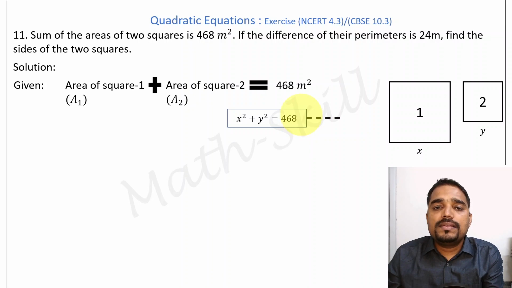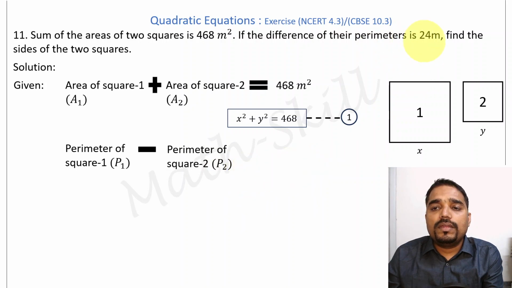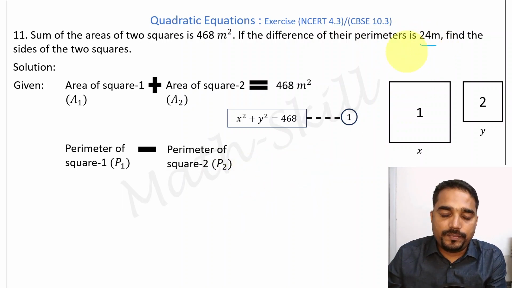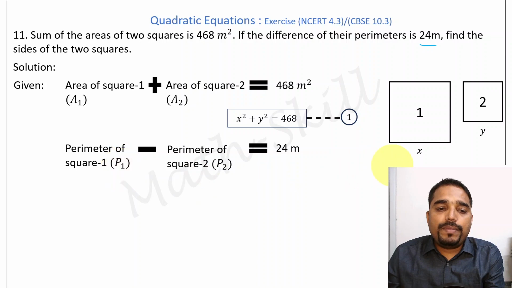Now let us apply the second condition. Let us call this condition number 1. Let us now note down the second condition which is related to the perimeter difference, that is perimeter of square 1, P1, minus perimeter of square 2, P2, equals 24 meters. Perimeter is 4 times the length of the side, so P1 for square 1 is 4 into x, as we had seen just now. 4x minus 4y is equal to 24.